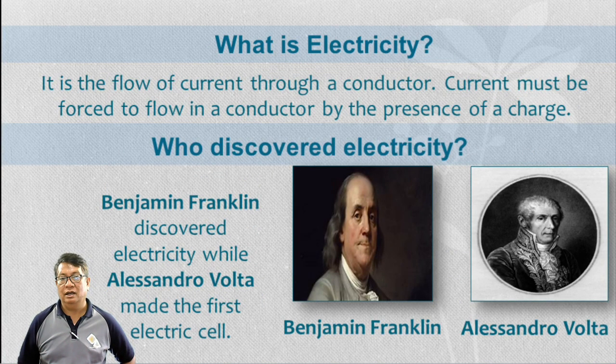Here we come back to Benjamin Franklin. It is the flow of current through a conductor. Current must be forced to flow in a conductor with the presence of a charge. Here is where what we call generation using a generator starts. We now have what we call electromagnetism. Electricity was discovered by Benjamin Franklin through his experiment on lightning, and also Alessandro Volta. Alessandro Volta, as we remember, was the first one to develop the battery.